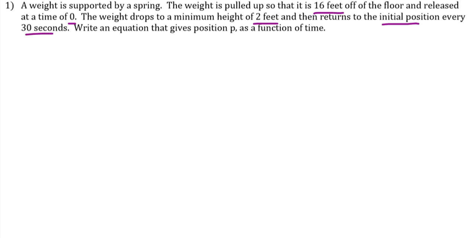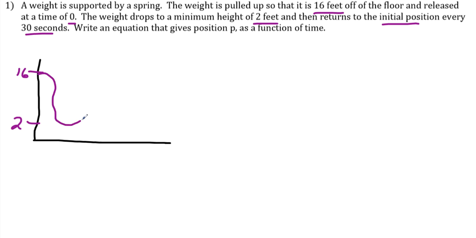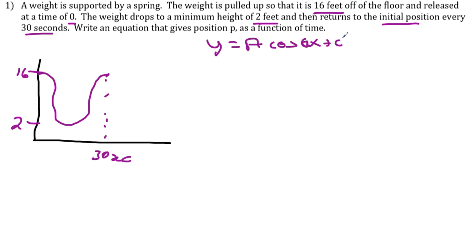So let's go ahead and sketch this graph. And it could be an ugly graph, and with my writing tablet, it will be an ugly graph. But that is okay. What we're going to have is a high of 16 and a low of 2. It's going to drop, bounce, yep, see, ugly graph, and it's going to stop right at 30 seconds, my period. What we want to do is write this into our function, A cos(Bx + C) + D.